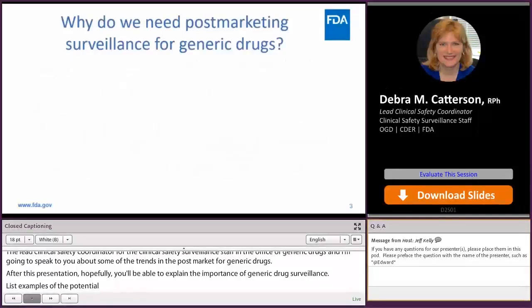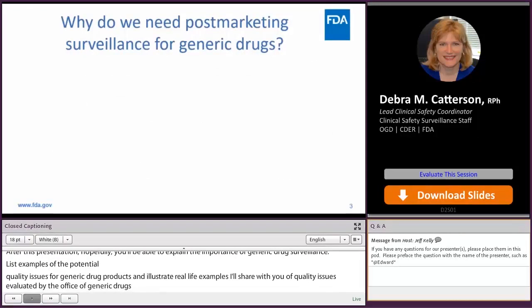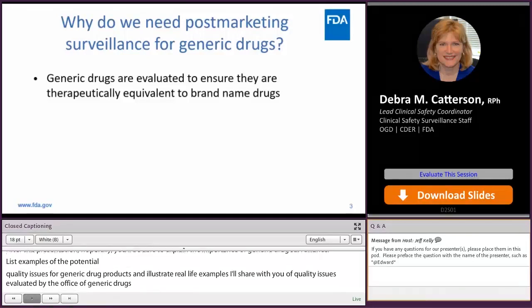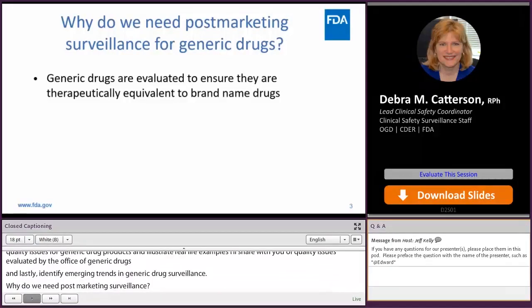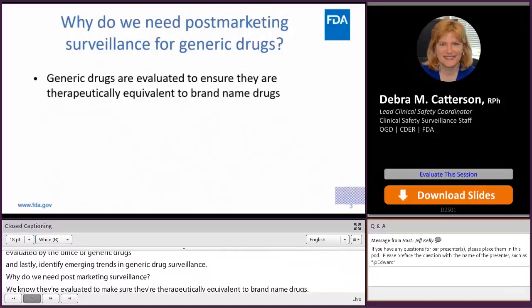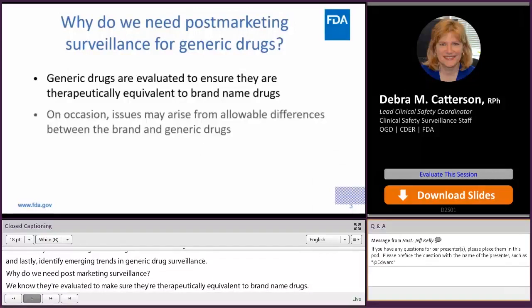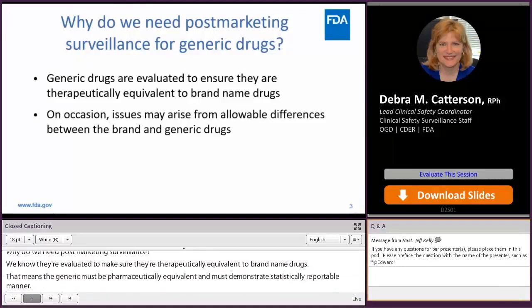So why do we even need post-marketing surveillance for generic drug products? Well, we know that generic drugs are evaluated to ensure that they are therapeutically equivalent to brand name drugs. That means that generics must be pharmaceutically equivalent and must demonstrate bioequivalence in a statistically supportable manner. But on occasion, issues can arise due to allowable differences between the brand and generic, and we need to monitor for those issues so we can address them.